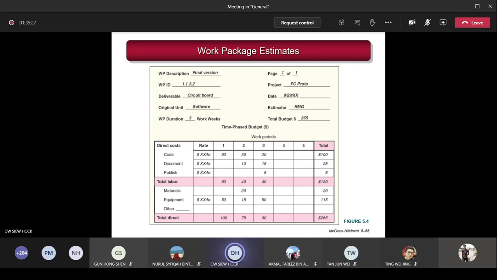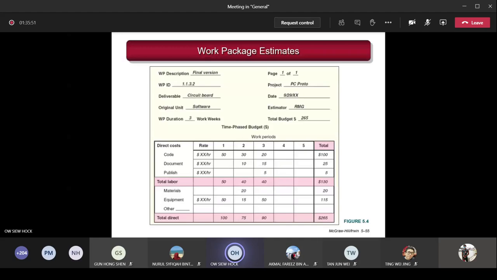So you look at your diagram, how many WPs do you have? One WP, one sheet. Maybe one page. If that WP needs a lot of things, then it may have 2 pages, but usually 1 page should be enough. The most is 2 pages for these WP estimates. You do this for each WP in your WBS or PBS diagram. Make sure you do this.